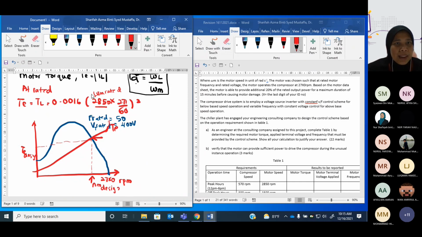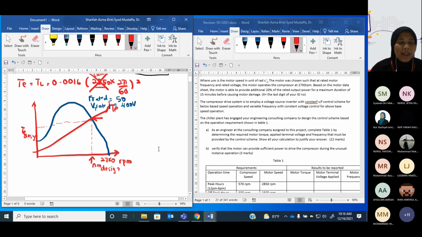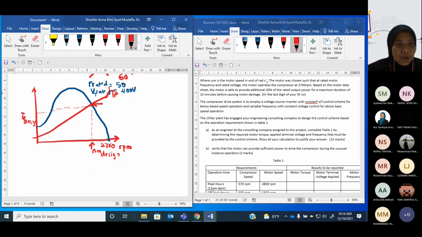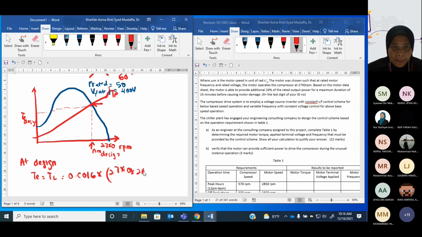So this is wrong. If you do it like this and take the rated speed, it's not correct. You have to take it at design. Then you say TE equal to TL equal to 0.0016 times 27x0 times 2 pi over 60, omega squared.